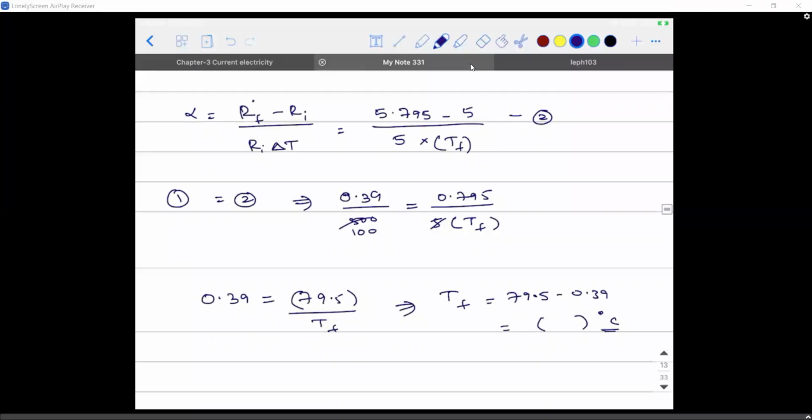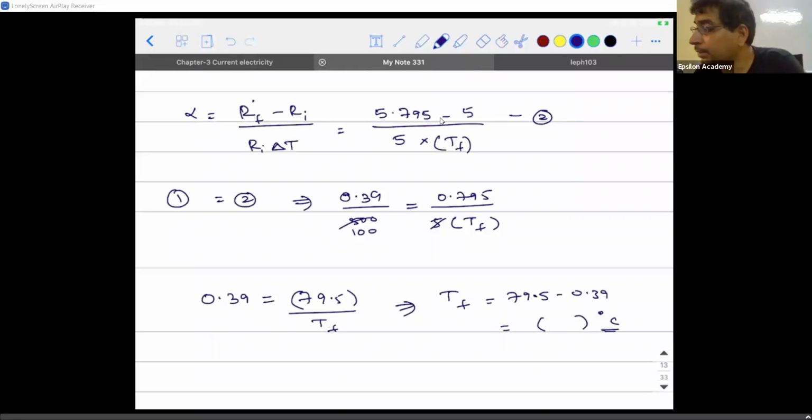I have a doubt. Tell me. Shouldn't it be 79.5 by 0.39? Sorry. So this part you can calculate. I'm leaving it to you, those many degrees Celsius. Okay. I hope it is clear. Right.